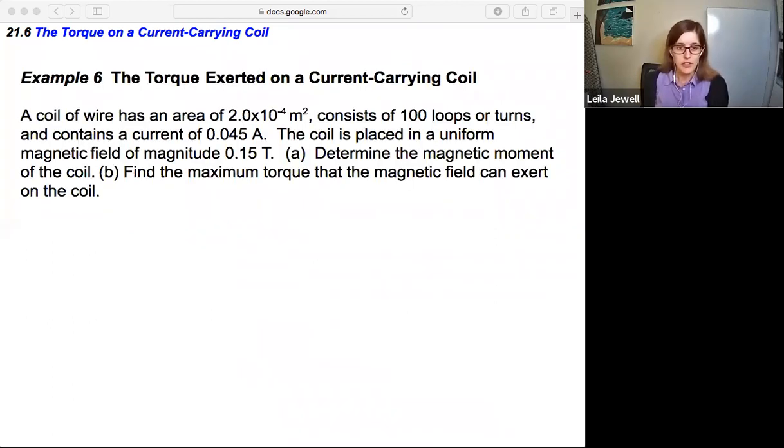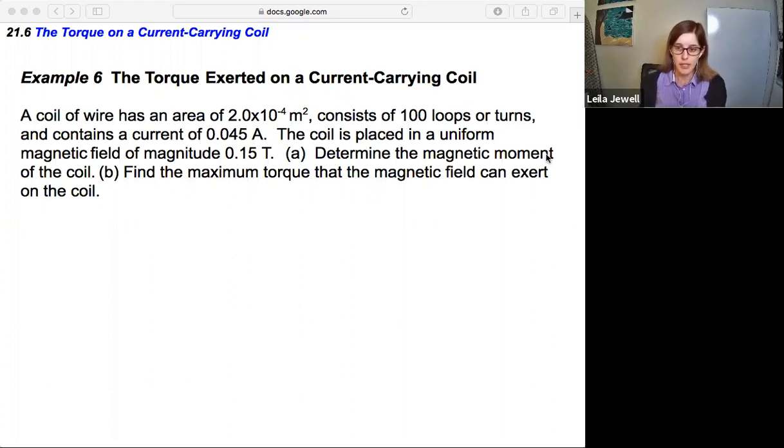Example 6, the torque exerted on a current-carrying coil. A coil of wire has an area of 2 times 10 to the minus 4 square meters, consists of 100 loops or turns, and contains a current of 0.045 amps. The coil is placed in a uniform magnetic field of magnitude 0.15 Tesla. A, determine the magnetic moment of the coil. B, find the maximum torque that the magnetic field can exert on the coil.